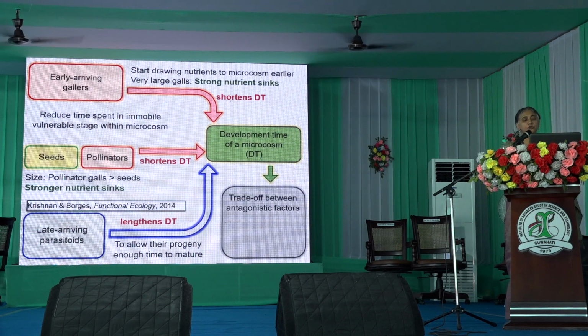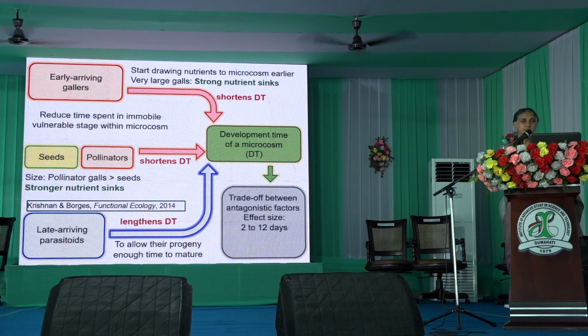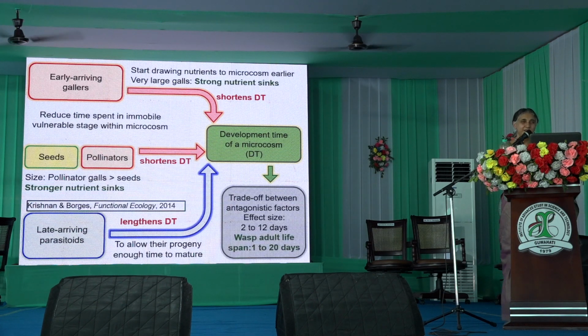So we have actually shown that there is a trade-off between these two antagonistic forces. And this can actually shorten or lengthen this developmental time by 2 days or 12 days. Now, 2 days and 12 days may not seem very much, but an adult wasp life is anything between 1 and 20 days. So, in a wasp lifespan range, this is a very, very long time. So, we see this tug of war between the carnivores and the herbivores in the development of this microcosm.